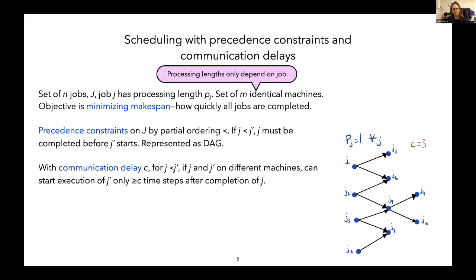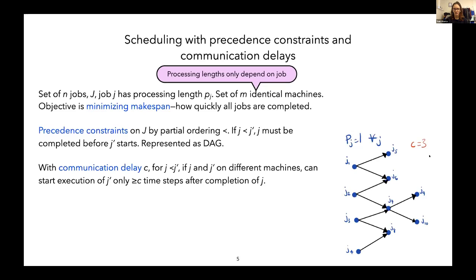And then with the further inclusion of the communication delay, denoted by c over here, if j is less than j prime with respect to that partial order, then if j and j prime are performed on different machines, you can only start to execute j prime at least c time steps after the completion of job j. So this is a little bit to unpack.